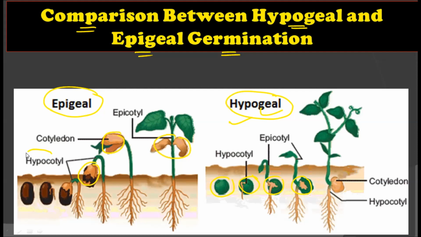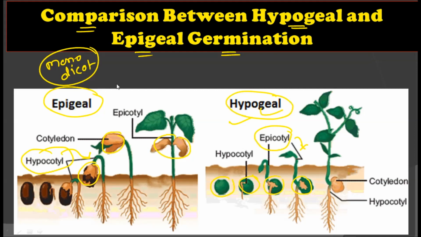In the epigeal, the hypocotyl plays an important role of pulling the plumule and the cotyledons out of the soil, while in the hypogeal, the epicotyl alone pulls the plumule out of the soil surface. So this is the second difference. Both these types of germination, which can be found in monocots as well as dicots, show two basic differences. First is the cotyledon, which may remain inside the soil or above the soil, and another is that in epigeal, the hypocotyl plays the main role, while in hypogeal, the epicotyl plays the main role.